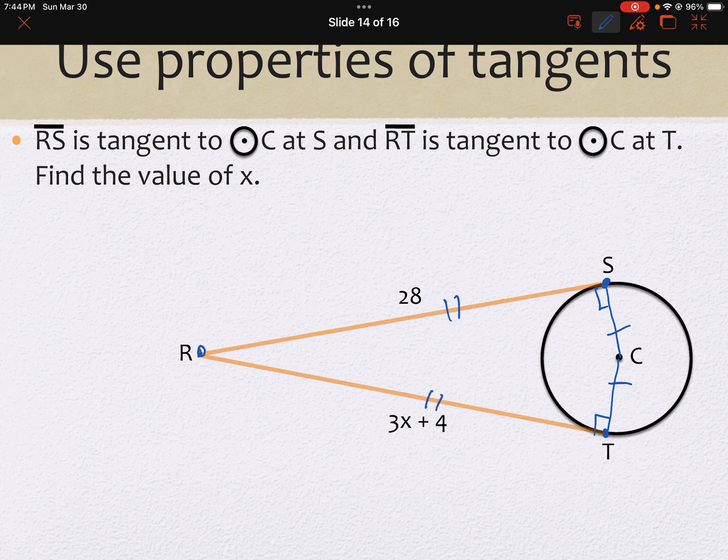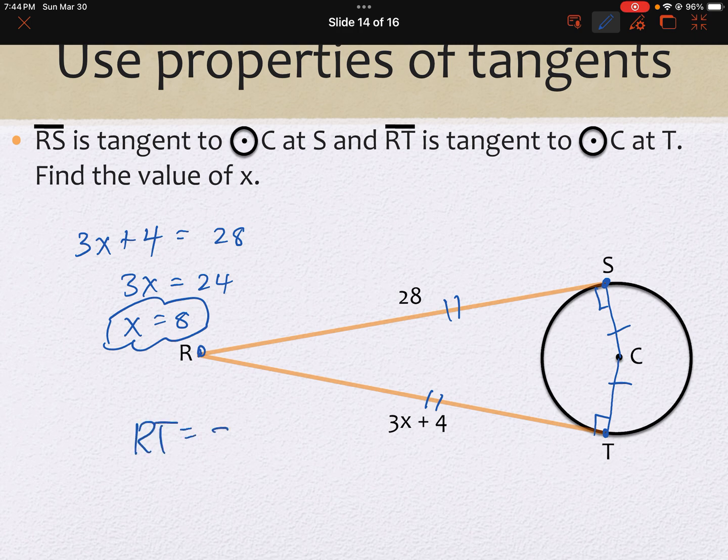There's your kite. 3 times something plus 4 has to be 28. So 3 times something is 24. X is 8. And that's all we had to do, was find that value of X. Obviously, that other tangent down there, segment RT, has a length of 28. It's got to match the other one.